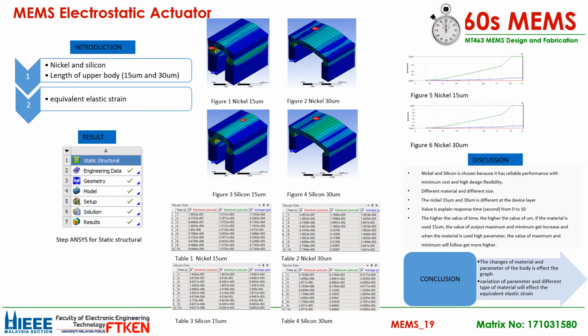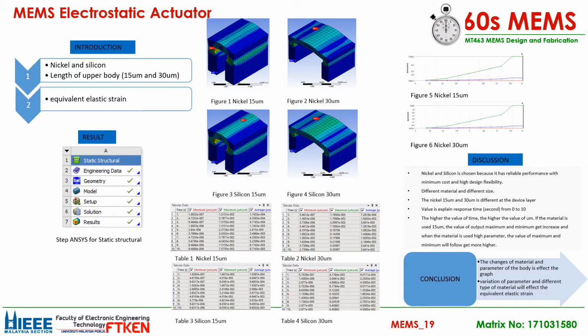As shown, the nickel 50 micrometer and 30 micrometer are different at the device layer. The maximum and minimum values are located at different places, while for silicon, the 50 micrometer and 30 micrometer are located at the same block of the device. Normally, the higher the value of the parameter, the higher the value of the output. If 50 micrometer is used, the maximum and minimum output values increase, and when the material uses a higher parameter, the maximum and minimum values get even higher.